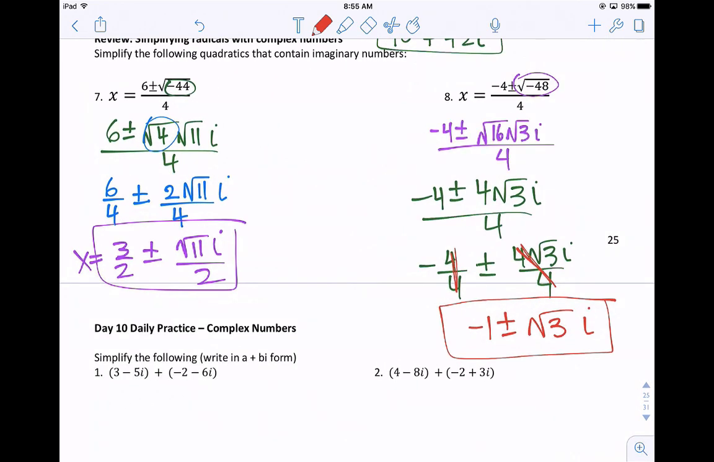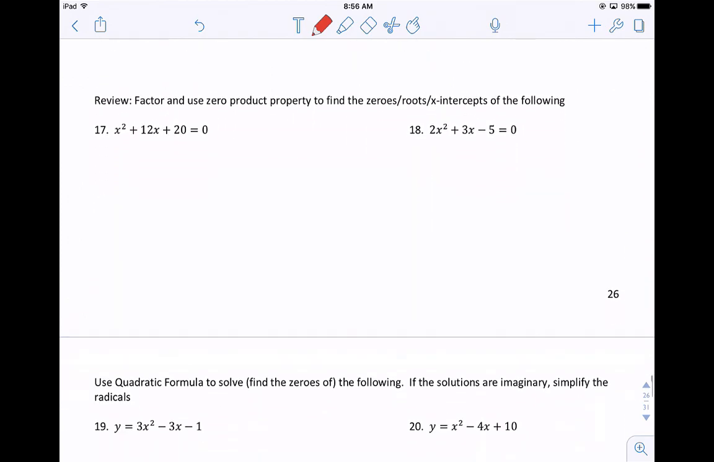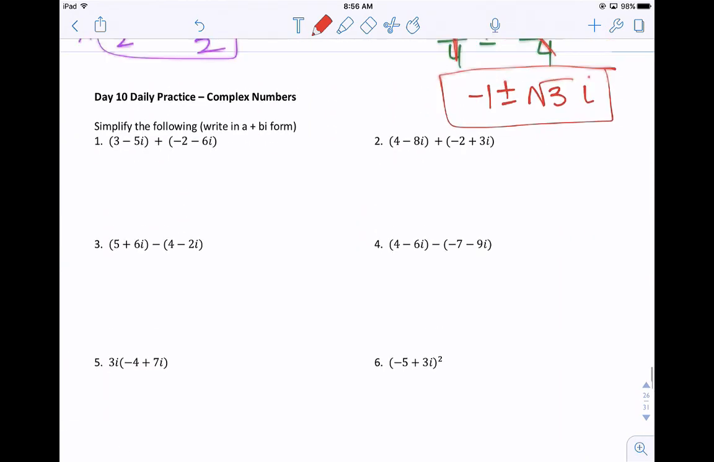So your assignment's 2 parts today. Can you simplify the complex numbers, and then can you use quadratic formula?